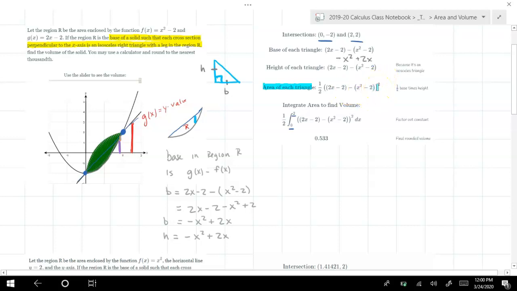So we integrate the area to find the volume. The 1/2 comes out front, we're going from 0 to 2, and we have base times height, dx. Use your calculator to find this volume. Let me pull up my calculator so we can do it together.